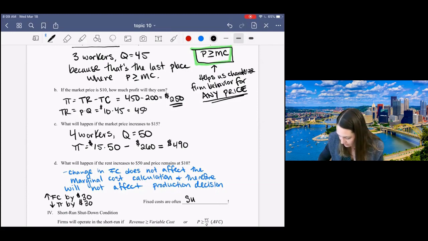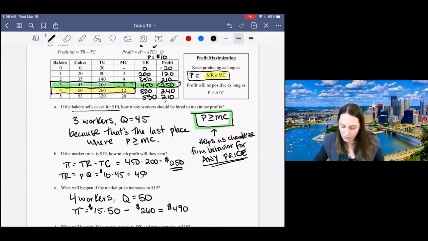Remember that fixed costs are kind of like a sunk cost. No matter how many bakers you hire and how many cakes you produce, you always have to pay your fixed cost. You always have to pay your rent. So it's like a sunk cost. It doesn't affect the number of workers you hire because it's the same no matter what choice you make.